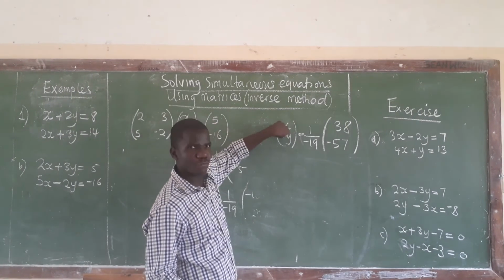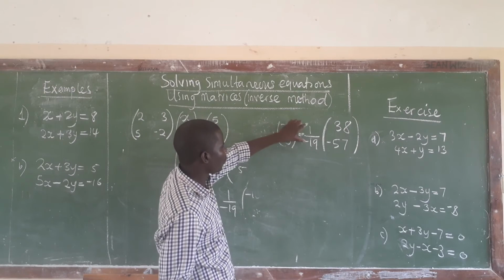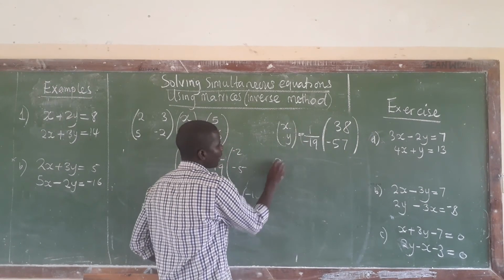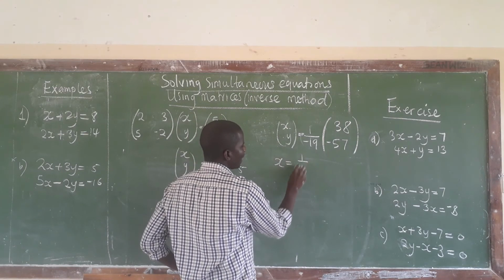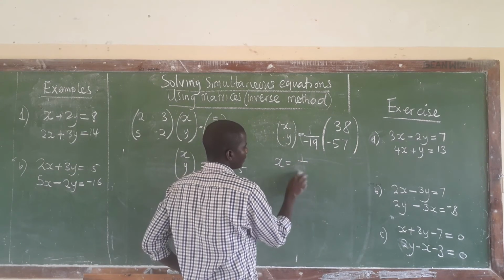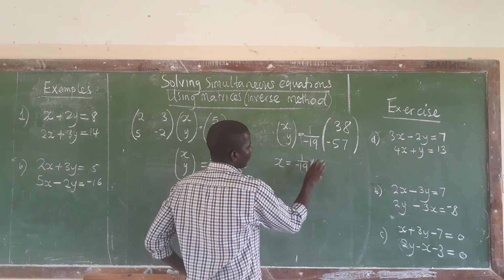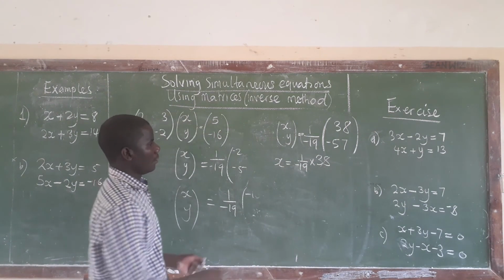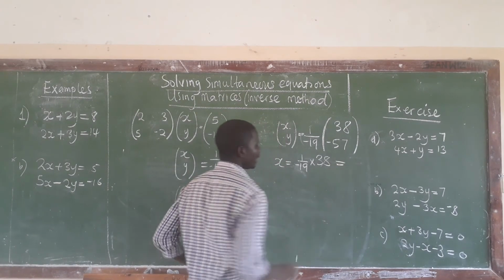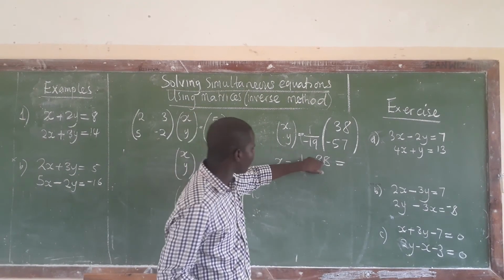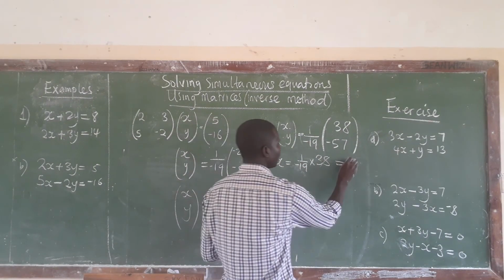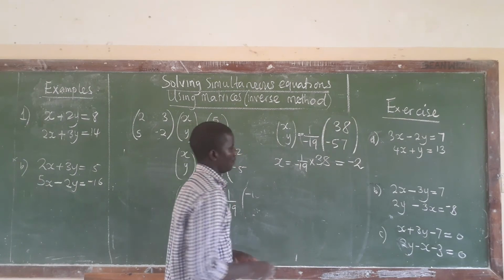When you want to find the value of x, we're going to multiply this fraction by the first one. So we're going to say for x, it is equal to 1 over negative 19 multiplied by 38. What are we going to get? You know that this is the same as 38 divided by negative 19. That is what it means. And this is going to give us negative 2.